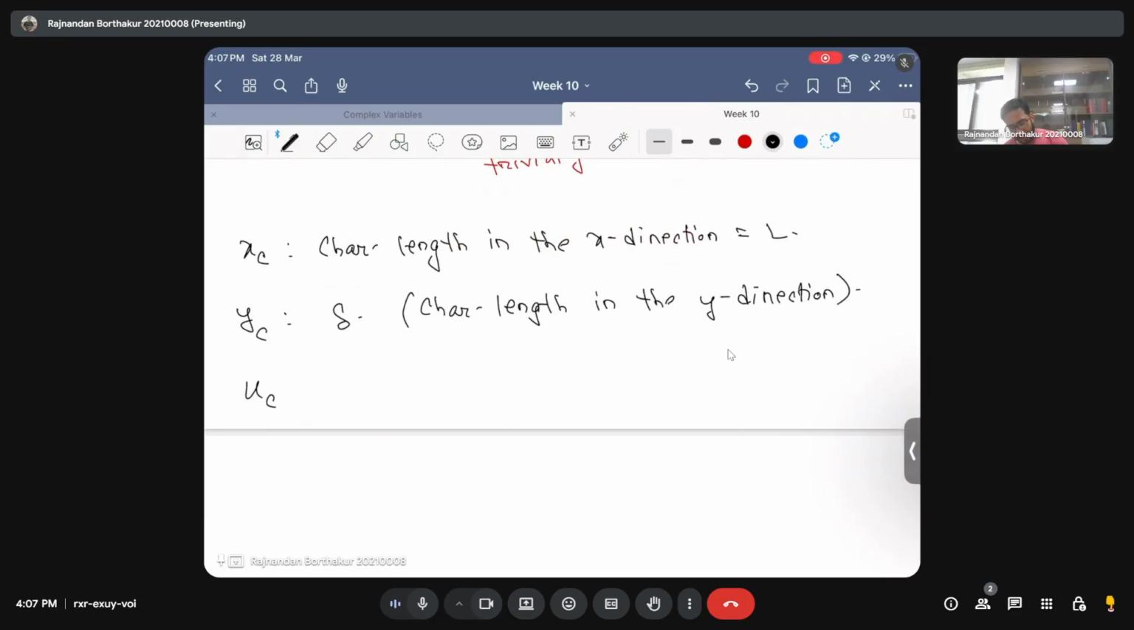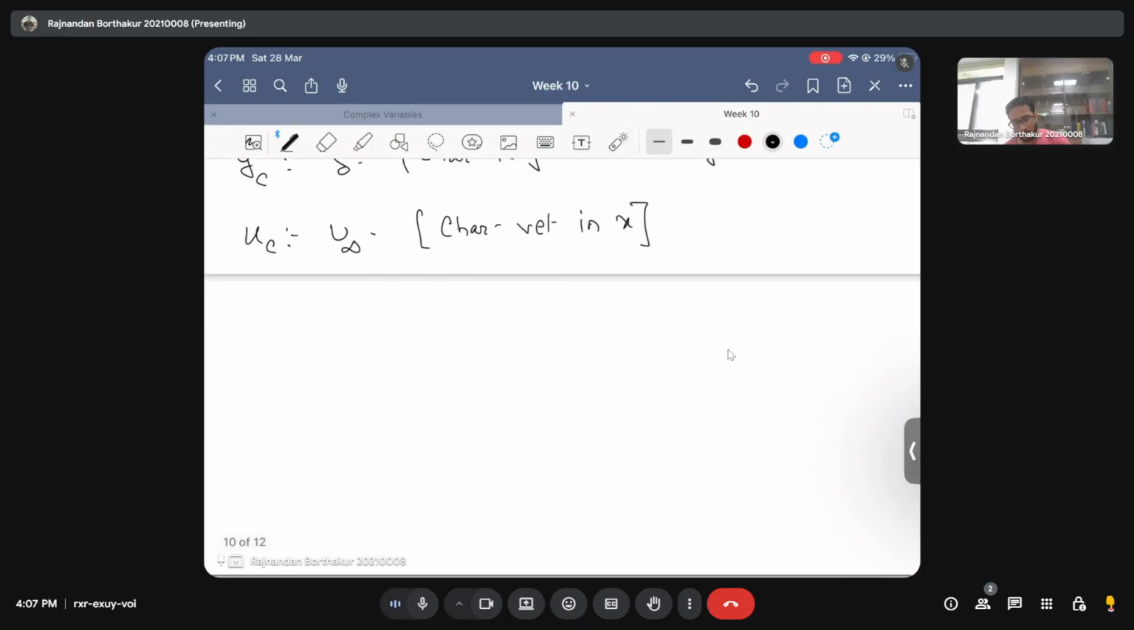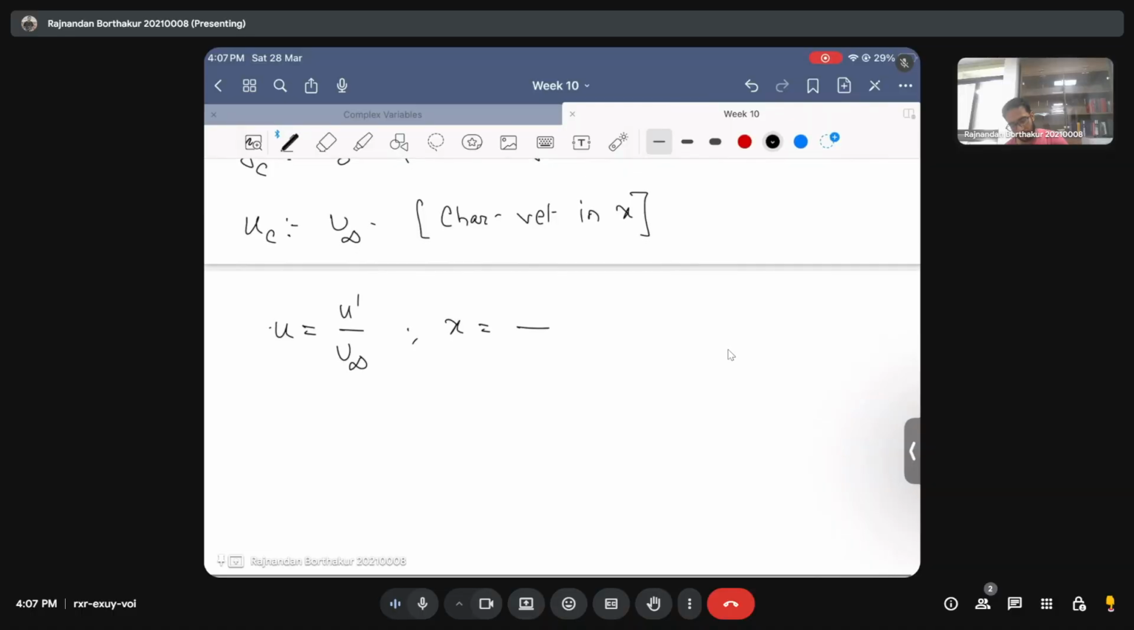So if this is the case, I will choose: my characteristic velocity in the x direction is u infinity. Then what becomes my characteristic velocity in y? In order to calculate it, we will look into the continuity equation. We'll define a non-dimensional u, which is dimensional u by uc, which is u infinity. We'll define a non-dimensional x, which is dimensional x by L, and a non-dimensional y, which is dimensional y by delta.